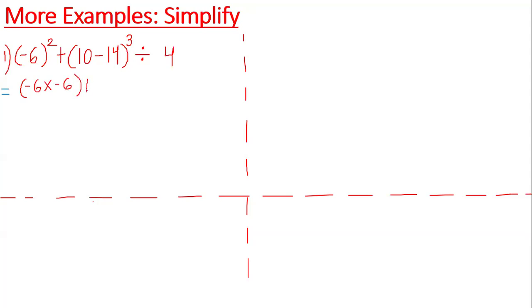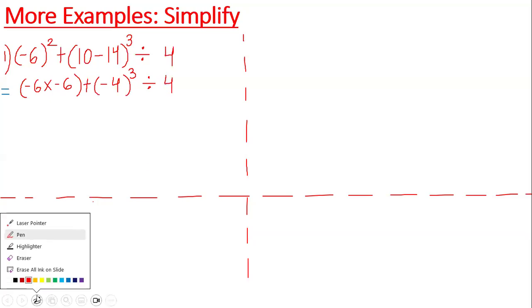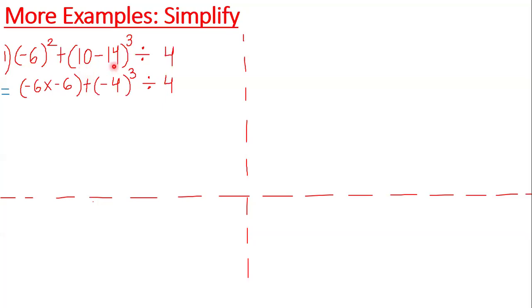Plus what? What is 10 minus 14? Negative 4. Very good. Negative 4, cubed, divided by 4. Okay, so first of all, why is 10 minus 14 negative 4 and not positive 4? Because the bigger number is 14 and in front of the 14 is a negative sign. Good. You always take the sign of the bigger.